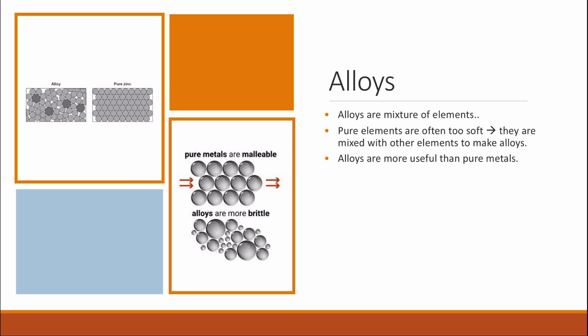the metal itself. The main reason for that is that when you add another element into the structure of the metal, because they have different sizes, they can distort the arrangement of the metal ions. When they distort this, the layers of the metal cannot slide past each other easily. So pure metals are easily malleable and soft. However, alloys are more brittle, and they are hard.